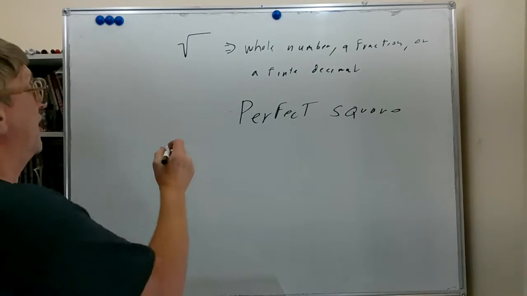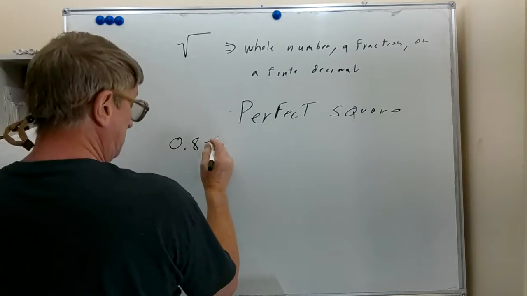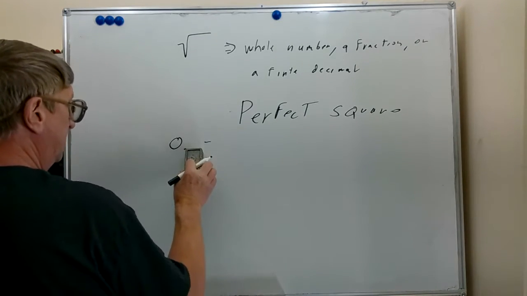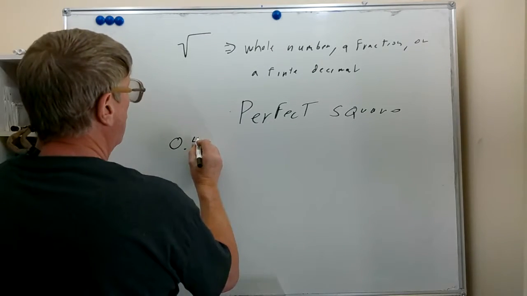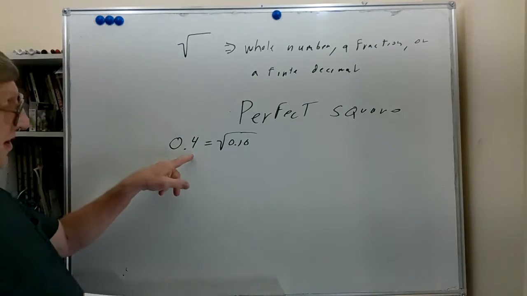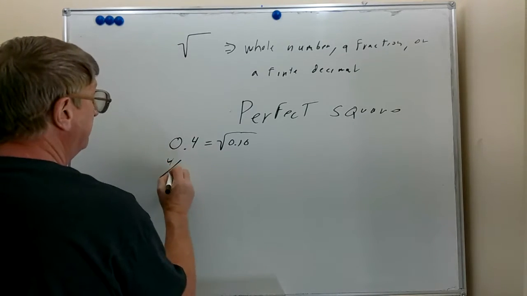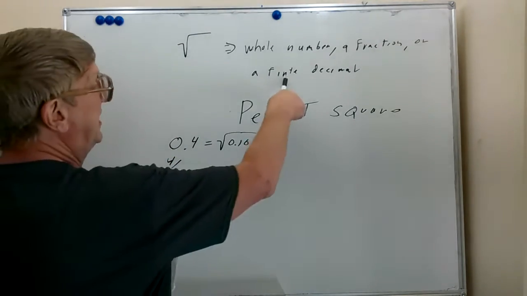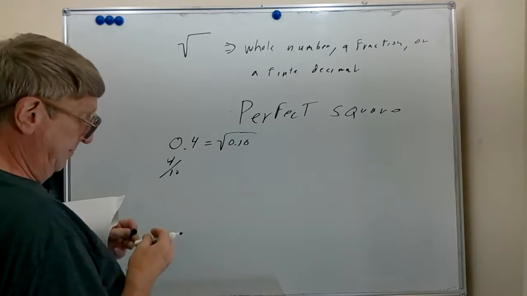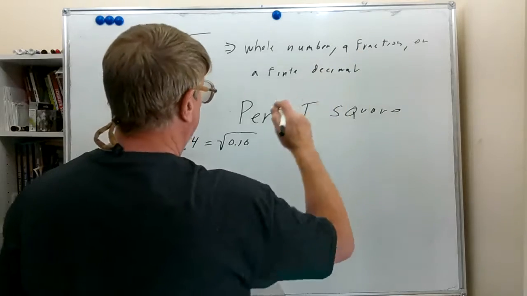A few minutes ago we had 0.4. 0.4 was equal to the square root of 0.16. Well, this is a finite decimal. You could also write that as a fraction, 4 over 10. And actually, any finite decimal can be expressed as a fraction. It may not always be simple to find what that fraction is, but any finite decimal can be expressed as a fraction.